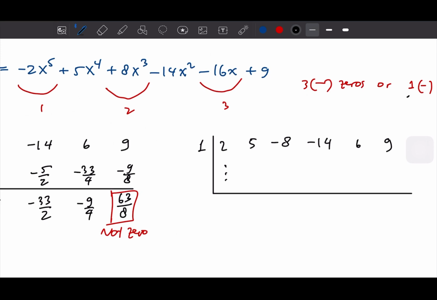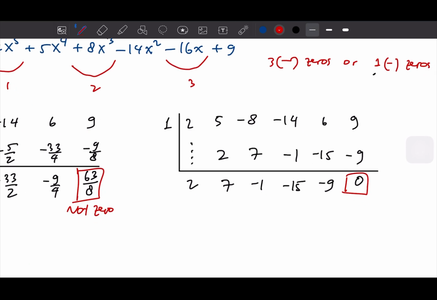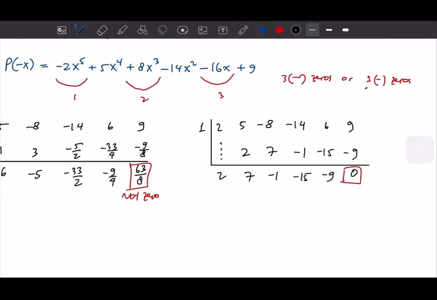Okay, this will be 2, 7, negative 1, negative 15. And interestingly, this is negative 9, and we have our 0. Yes, yay, we got our 0. So we could say that P at x equal 1, our function will be 0, right?